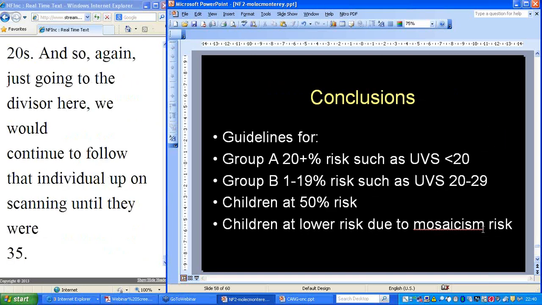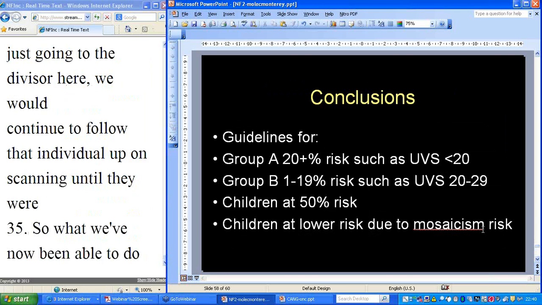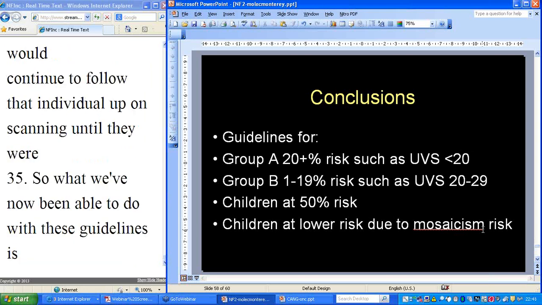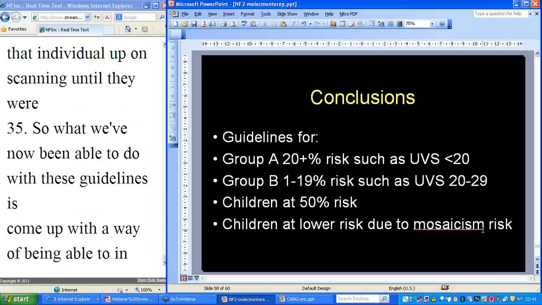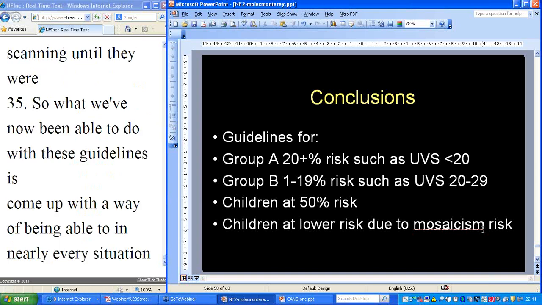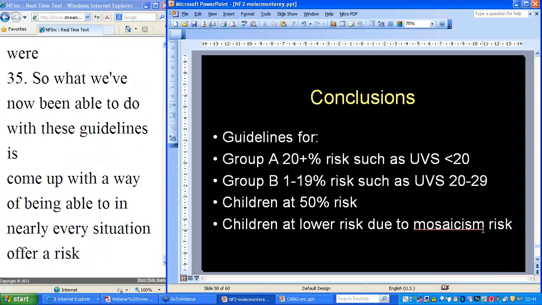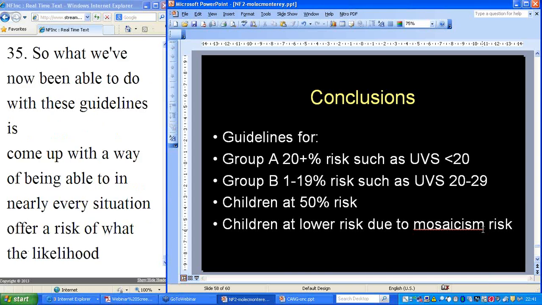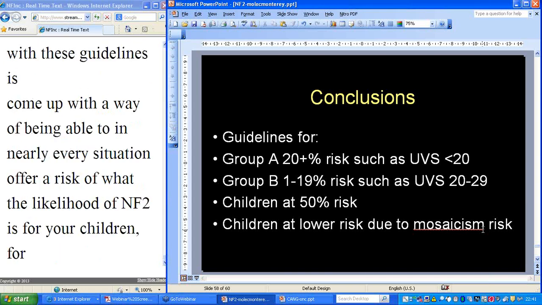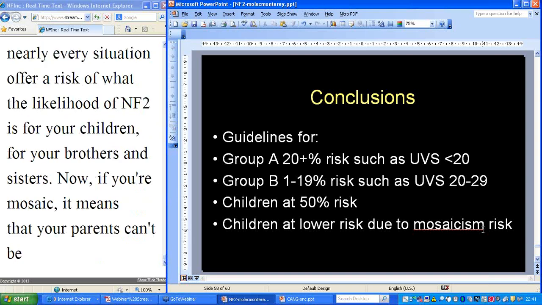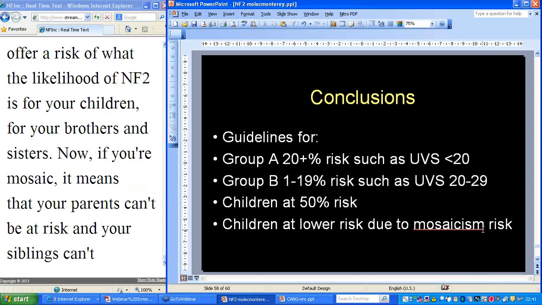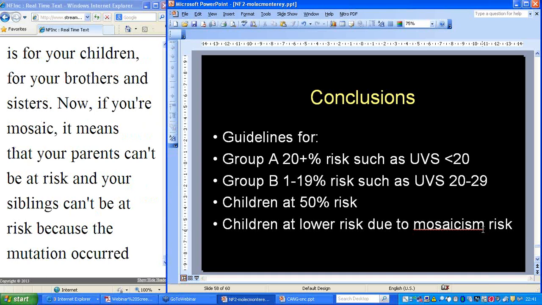So what we've now been able to do with these guidelines is come up with a way, in nearly every situation, to offer a risk of what the likelihood of NF2 is for your children, your brothers and sisters. Now, if you're mosaic, it means that your parents can't be at risk and your siblings can't be at risk, because the mutation occurred after the egg and sperm came together.